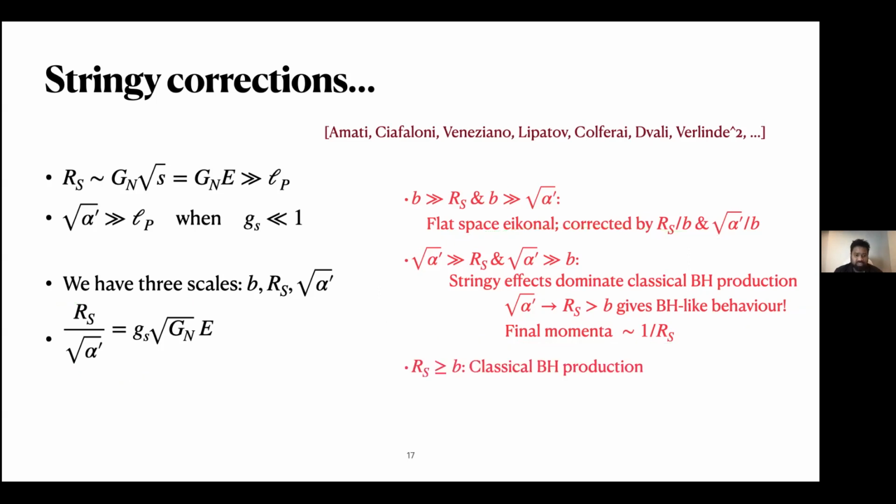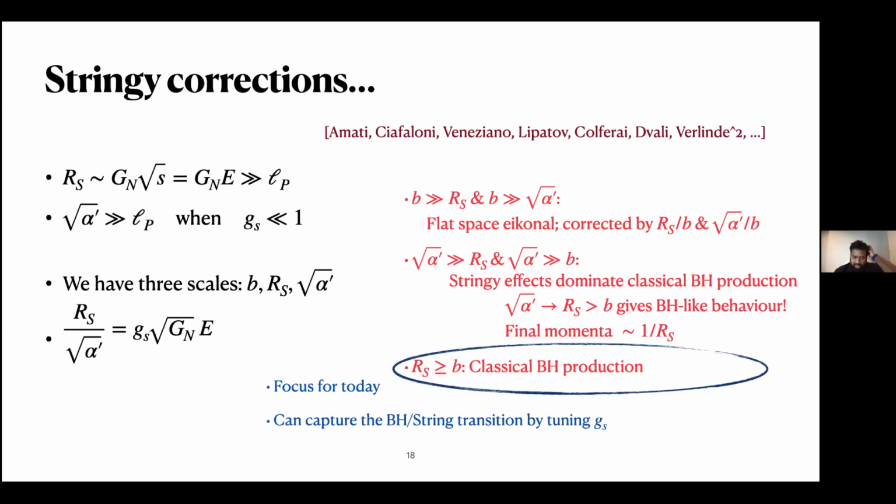The third regime, which is actually of interest for classical black holes, is where impact parameters are roughly of the order of the Schwarzschild radius or smaller. But to stay in effective field theory, you want the impact parameters to still be much bigger than the Planck scale. This is what I want to focus on today. And again, you can tune g_string when you incorporate stringy effects and capture black hole string transitions.